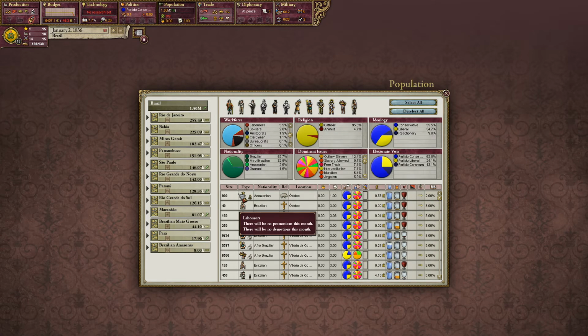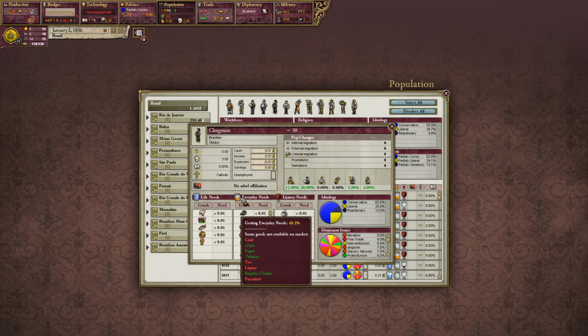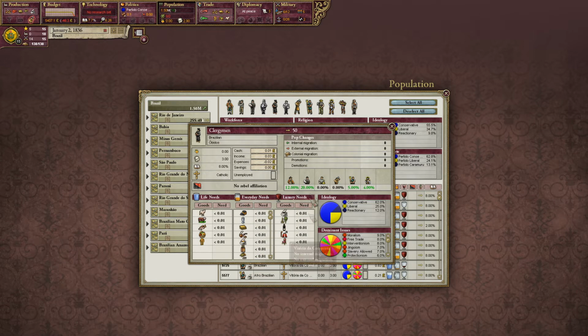Now, if we click on one of these population types, let's just click on clergymen here. Or if you even just hover over, it'll show you specifics about this population, whether or not there's going to be promotions or demotions. If we click on it, we can see more specifics about it. We can see what they need for all their needs.